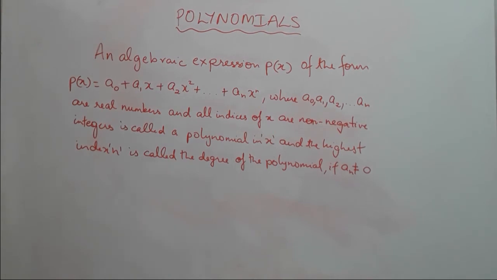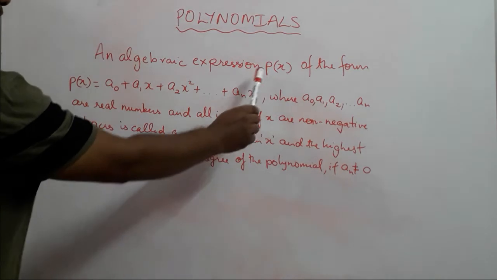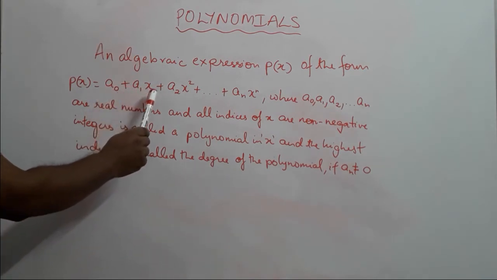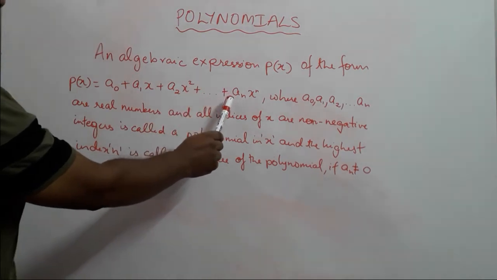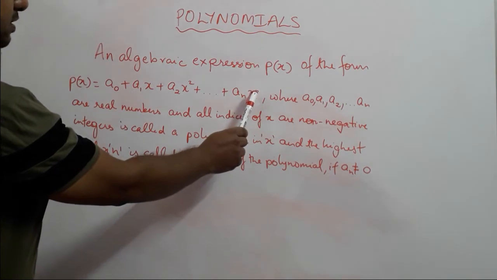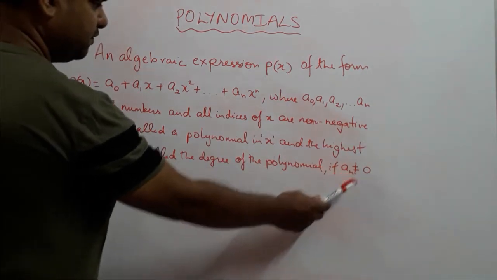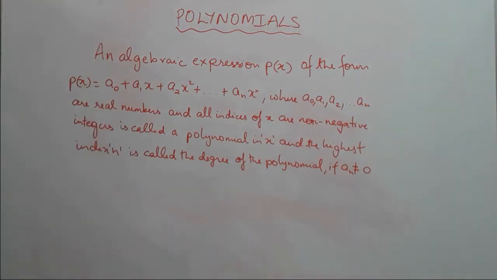So the definition of a polynomial is an algebraic expression p of x, of the form p of x equal to a0 plus a1x plus a2x squared plus up to an x raised to n, where a0, a1, a2 up to an are real numbers, and all indices of x are non-negative integers, is called a polynomial in x, and the highest index n is called the degree of the polynomial if an is not equal to 0. Okay, so what does this definition actually mean in numbers?